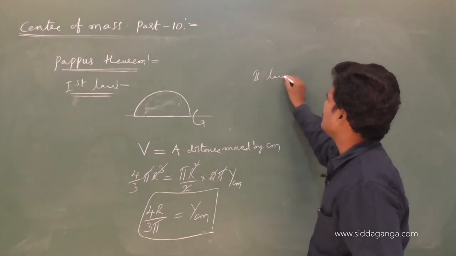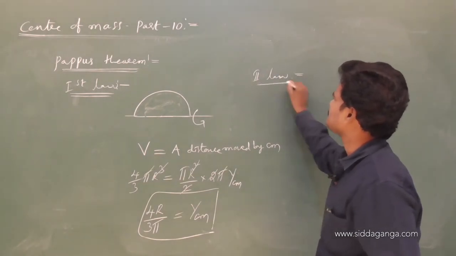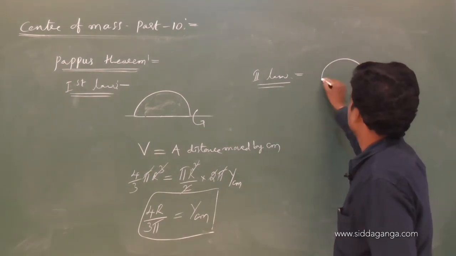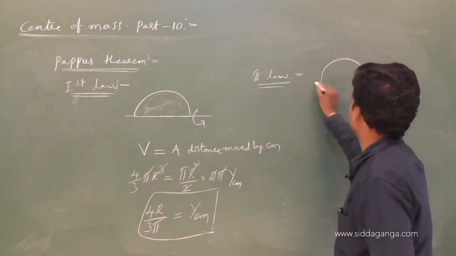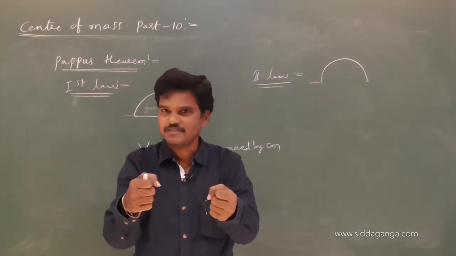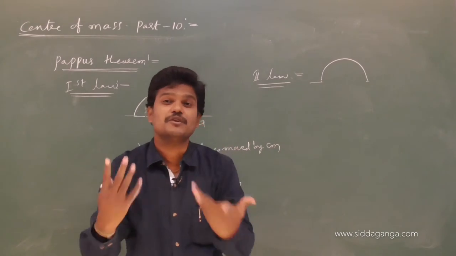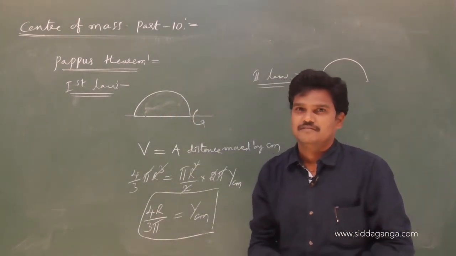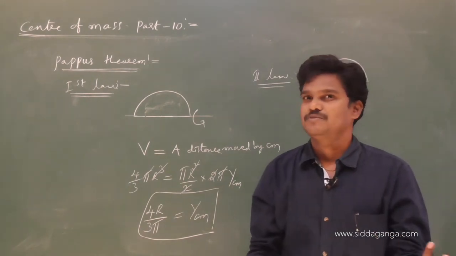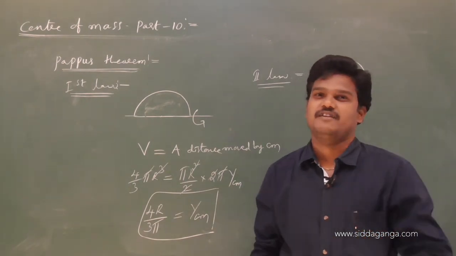Just I am giving the idea. Just listen and leave it. No need to write this one. What is this? Wire, semicircular wire. Take a wire, bend it in the form of a semicircle. Rotate it. Then what is going to be generated? Will it generate volume? No, because inside is empty. There is no volume. So what is generated? Area will be generated.